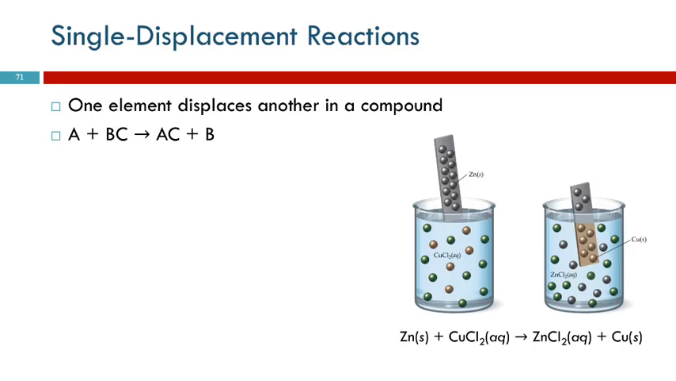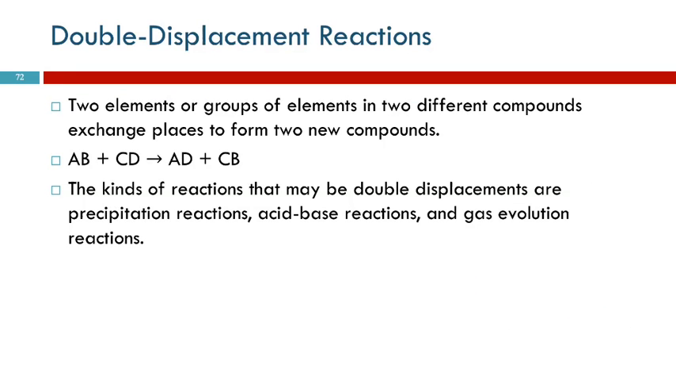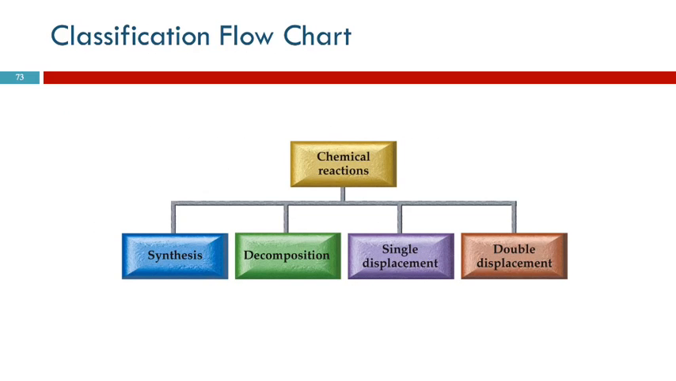Single displacement. And the double displacement, we've talked a lot about those, so the swapping of the partners. This kind of reaction may be a precipitation reaction. It might be an acid-base reaction. It might be a gas evolution reaction. And if you're trying to predict products and you're not sure what to do, this is the first one you should try. See if you can pull the reactants apart into individual ions and swap the partners and put them back together. That's the most common thing you'll need to do. This is looking at classifying them by what's going on with the individual atoms: synthesis, decomposition, single displacement, double displacement.